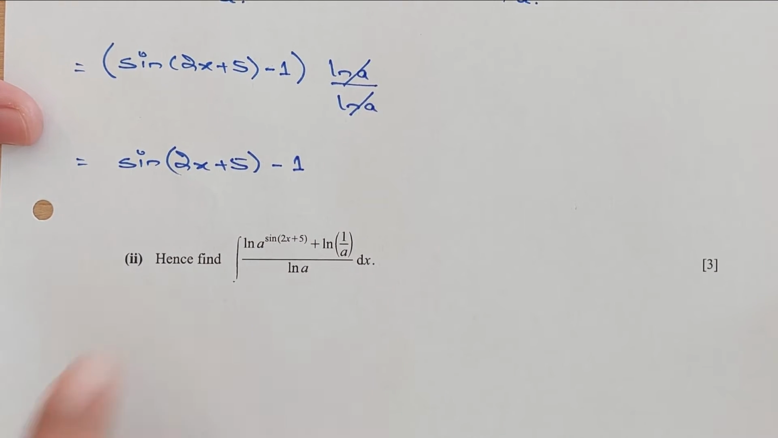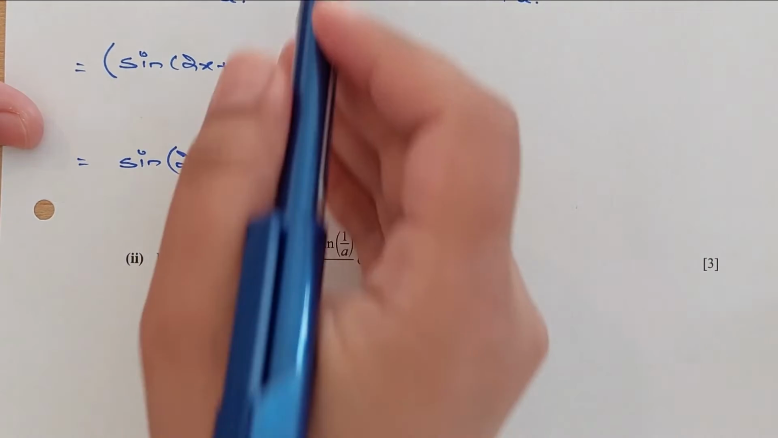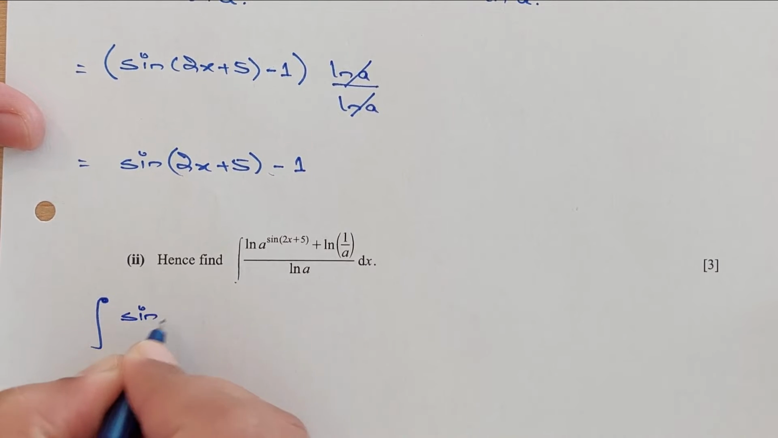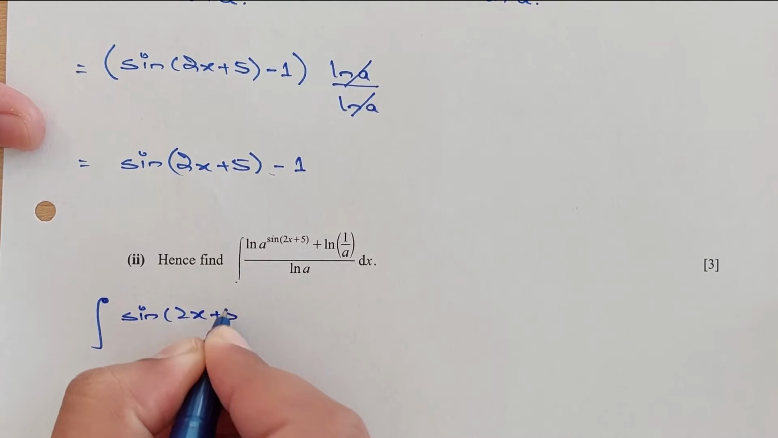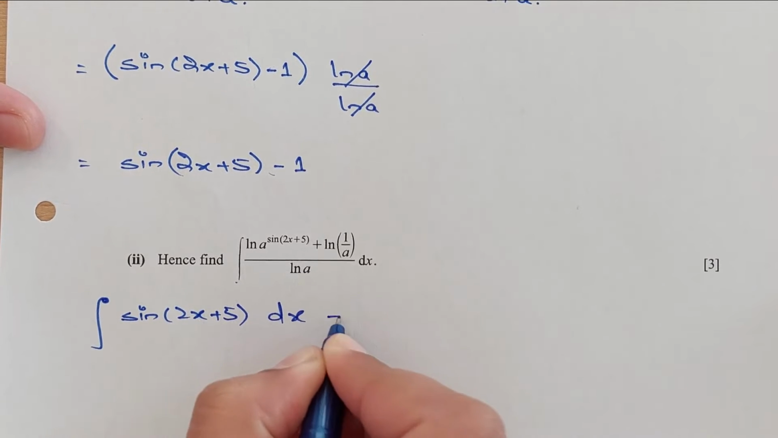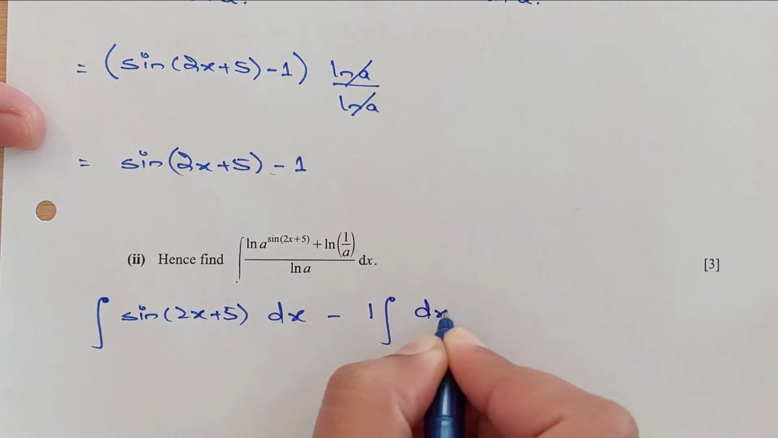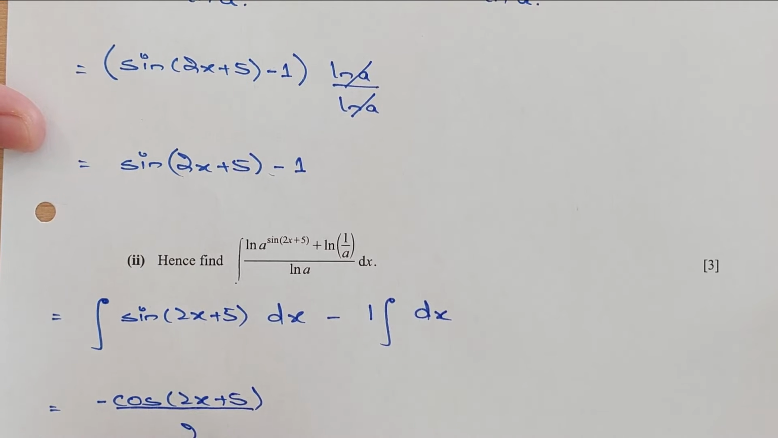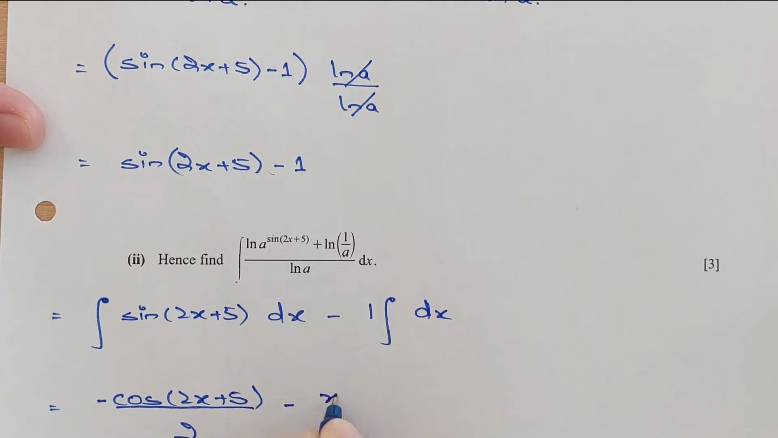Now for the second part, hence find the integration of this with respect to x. So this expression is equal to this, and we have to integrate it. Integration of sine 2x plus 5 with respect to dx, and minus 1 integration with respect to dx, right? So integration of sine is minus cos 2x plus 5, and the derivative of 2x plus 5 is just 2, minus x plus some constant of integration.